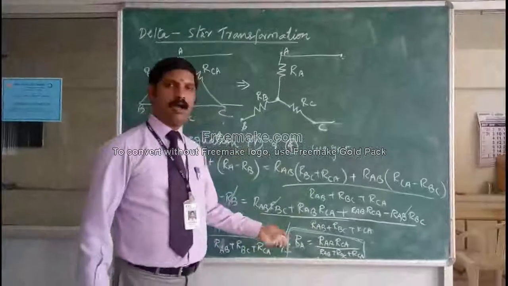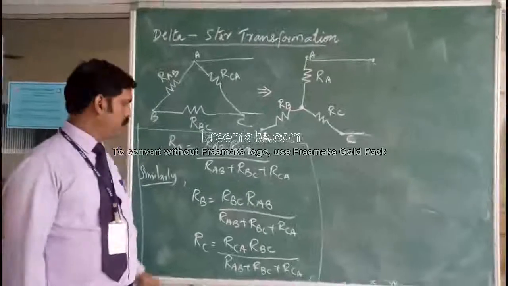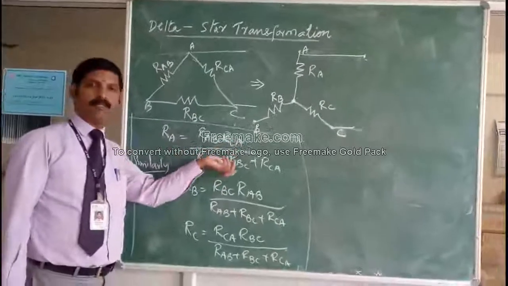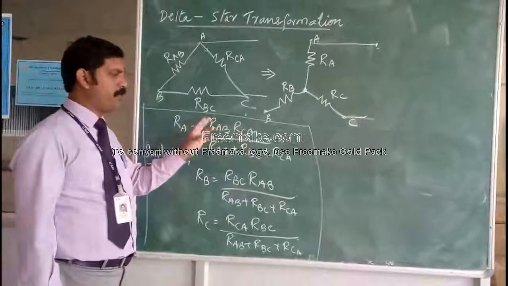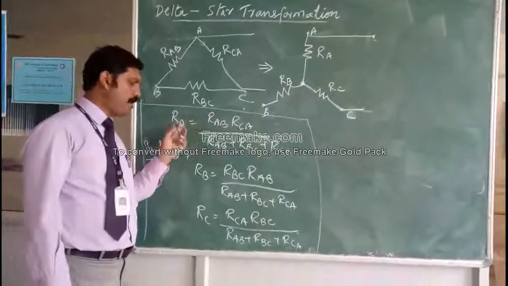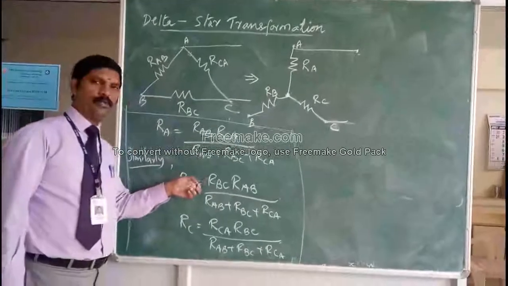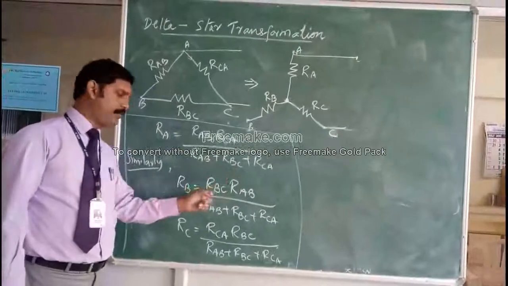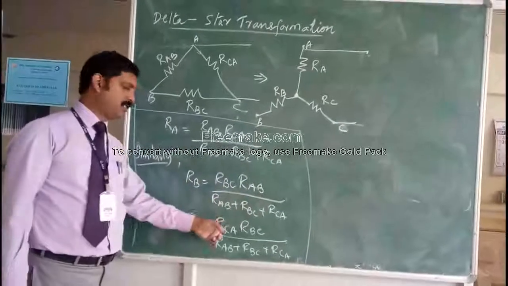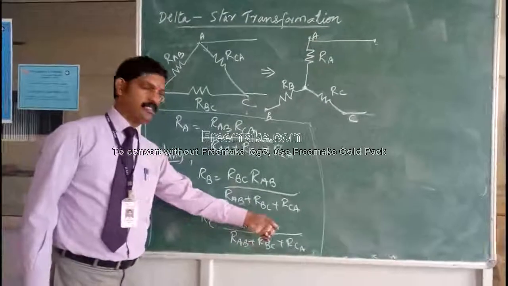Similarly, we can find RB and RC. So we found RA is equal to RAB into RCA divided by RAB plus RBC plus RCA. Similarly, after doing the same simplifications as we did for RA, we get RB equal to RBC into RAB divided by RAB plus RBC plus RCA, and RC equal to RCA into RBC divided by RAB plus RBC plus RCA.